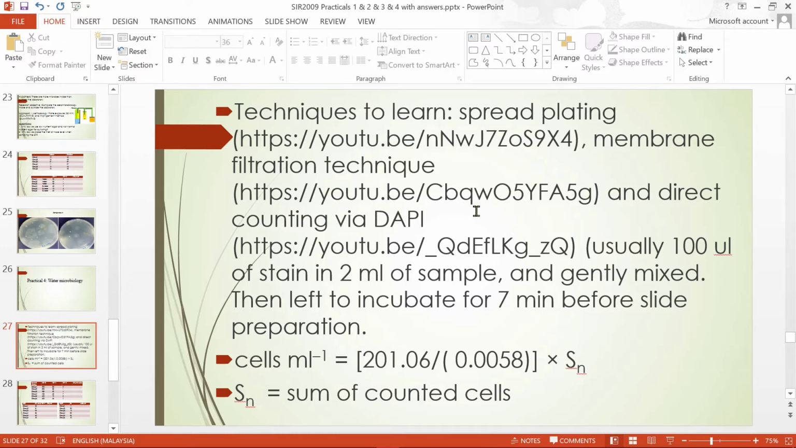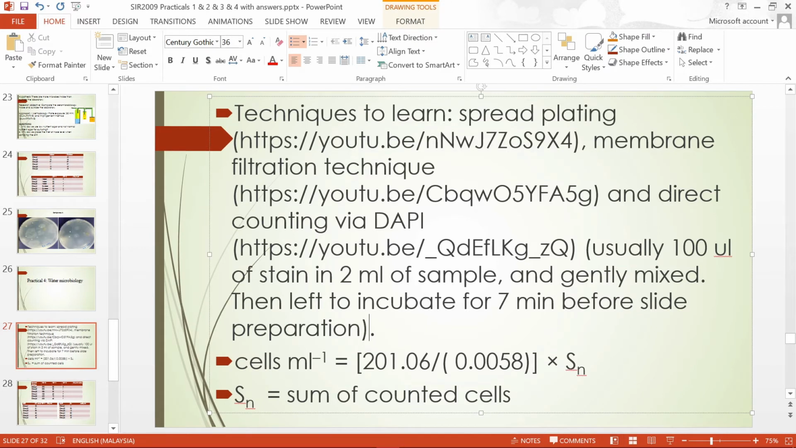Okay, so in the practical schedule, it is stated that acridine orange, AO, is used as the fluorochrome, but nowadays we use DAPI more because the colors are brighter and clearer. The procedure for DAPI staining is usually about 100 microliters of stain in 2 ml of sample. You gently mix it and then leave it to incubate for about 7 minutes before slide preparation. All these steps are available in the YouTube video, so please look at them.